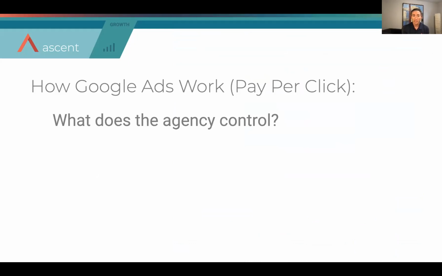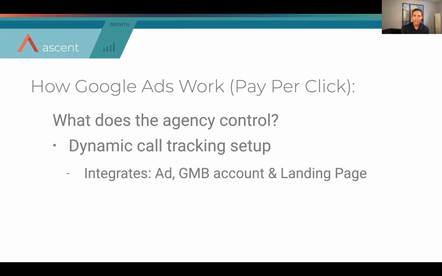Okay, finally, the agency also controls the dynamic call tracking, or the call tracking in general. And a lot of agencies don't even use dynamic call tracking. They use more old-fashioned call tracking, or none at all, we've even seen. But ultimately, your ability to integrate the ad with the Google My Business account and landing page and have that call tracking number, and to track all that data and information and how people are searching and moving through those things, is really important, because the better it's set up, the better data you get to predict.